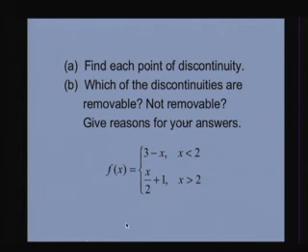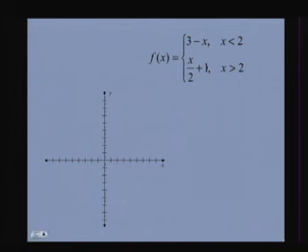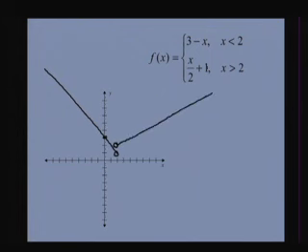So let's graph this function to help us determine what's going on with continuity and discontinuity. What we know is this graph will go through a y-intercept of 3. It has a -1 slope, which will bring us down to this point where I will put an open circle. For the second part, we start right here at x equals 2, y equals 2. This time, it's an open circle as well, and the graph is going out with a slope of 1/2.